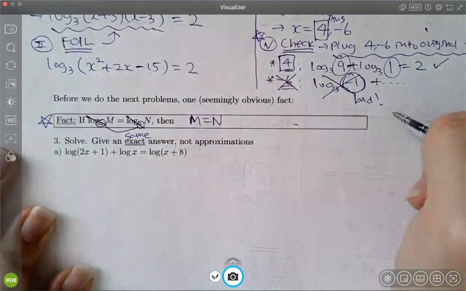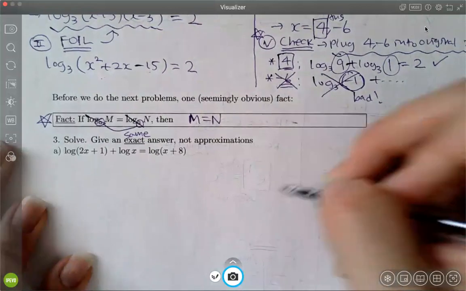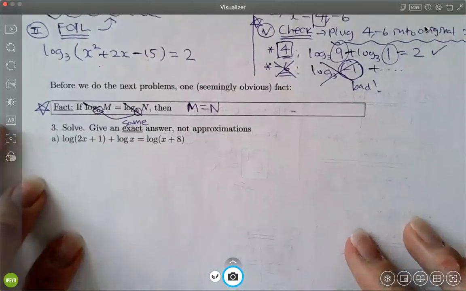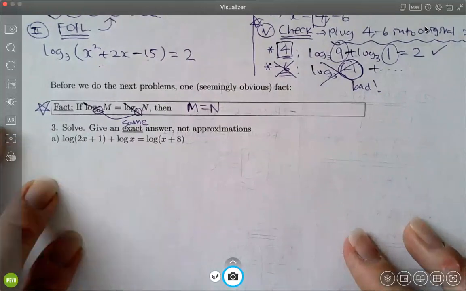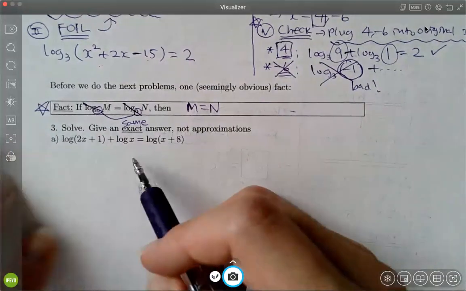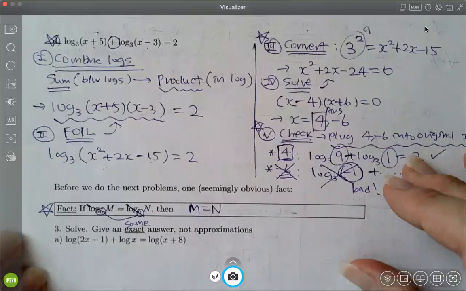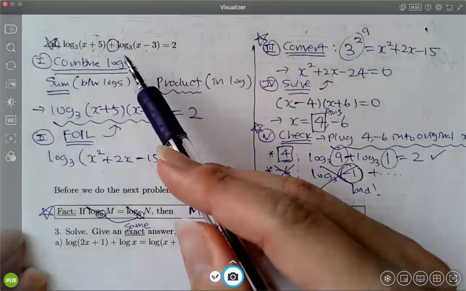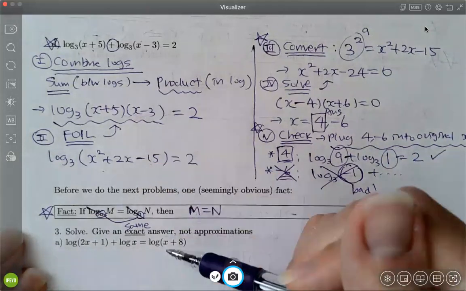Okay, now why do I even mention this kind of stupid looking fact? Well, because look at the next problem. Again, it's the exact same problem, give the exact answer, not approximations. Now we have log (2x + 1) plus log x is equal to log (x + 8). So compare this problem with the one before. Do you see the difference? In the previous problem, we saw how many logs? 2, right? And now here, how many logs do you see? 3.